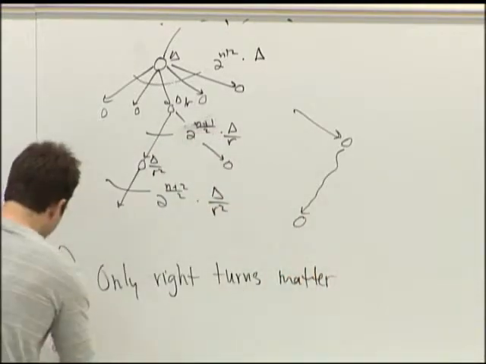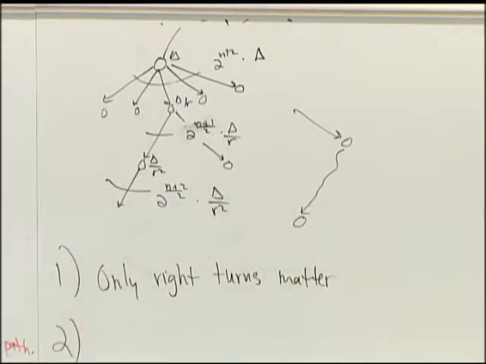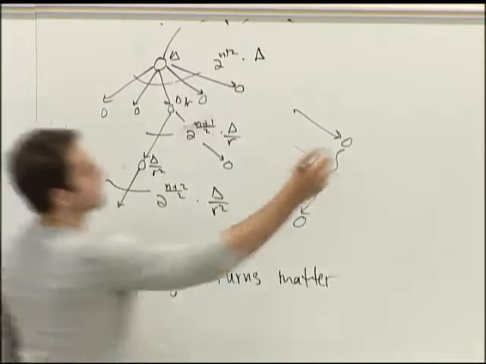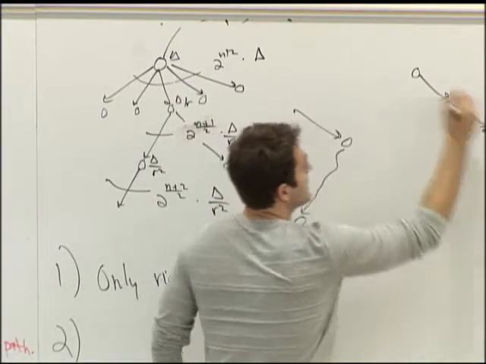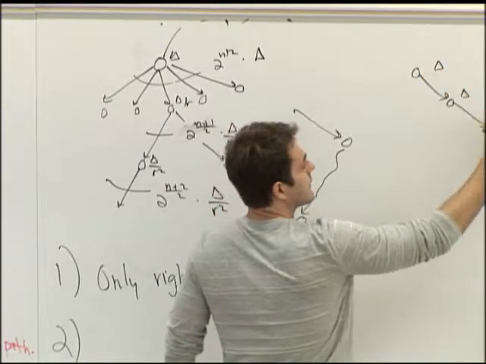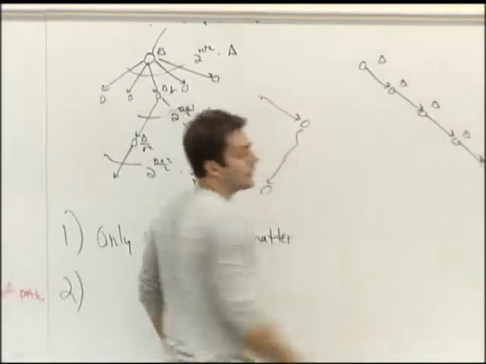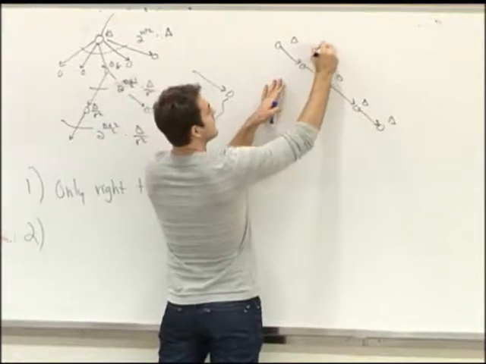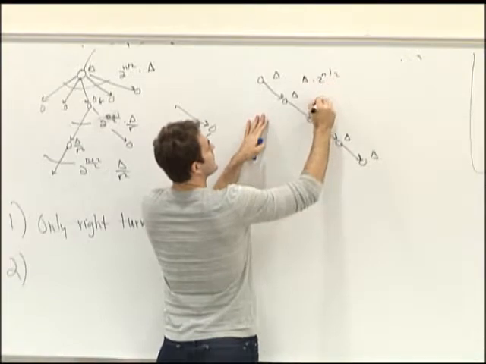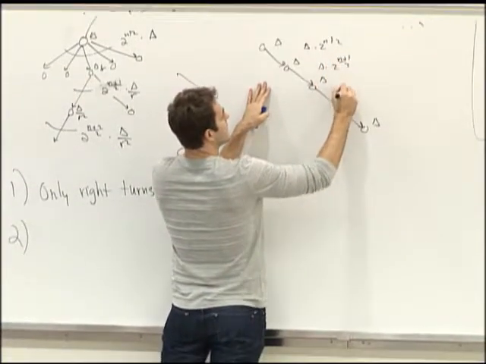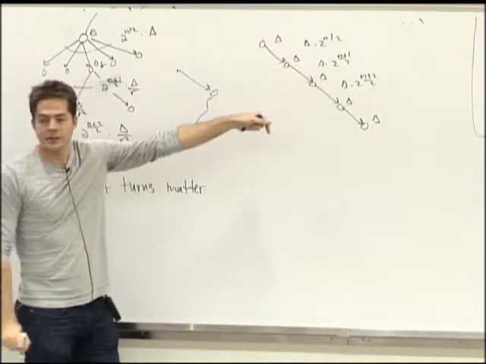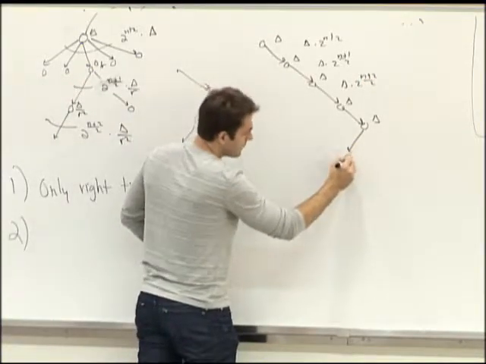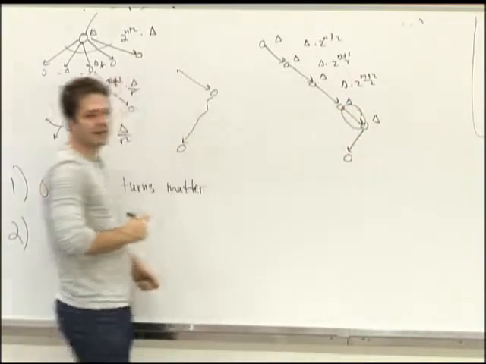And the second property is that, in fact, if you take a sequence of right turns, only the last one matters. Because, well, let's look at what happens in a sequence of right turns. These are all right turns, which means that the delta parameter stays the same every time. But now, what's the value? This is delta times 2 to the n over 2. This is delta times 2 to the n plus 1 over 2. This is delta times 2 to the n plus 2 over 2. It's a geometrically increasing sequence, so, let's suppose this is not a right turn, only the value of the last right turn matters.